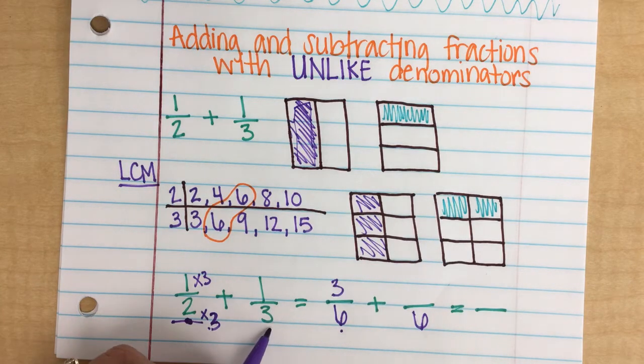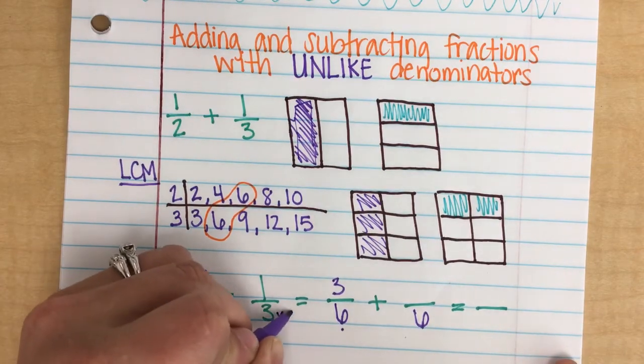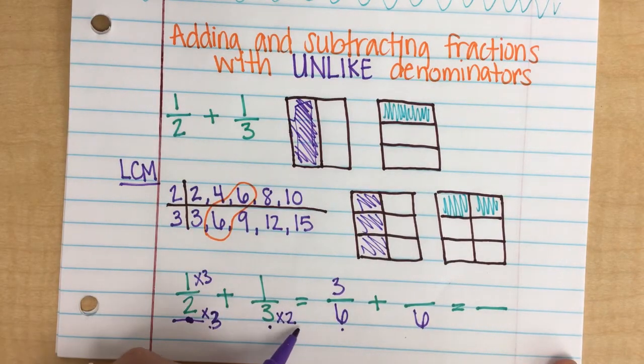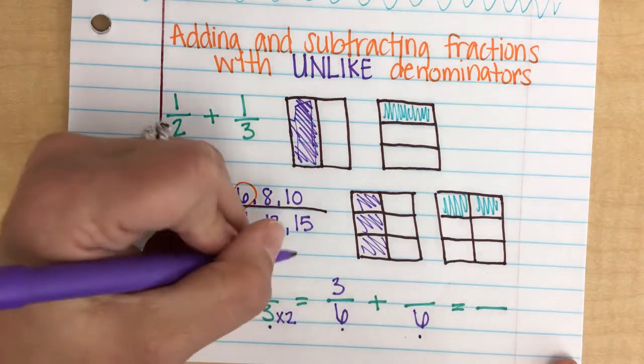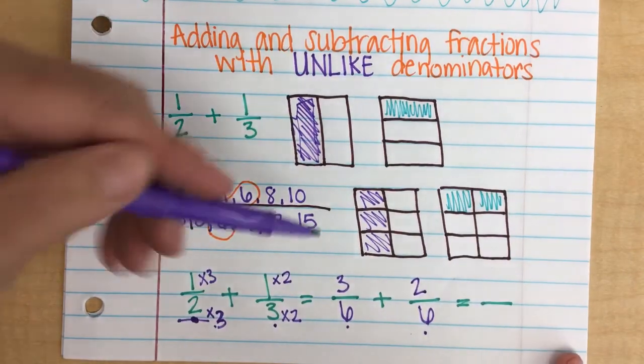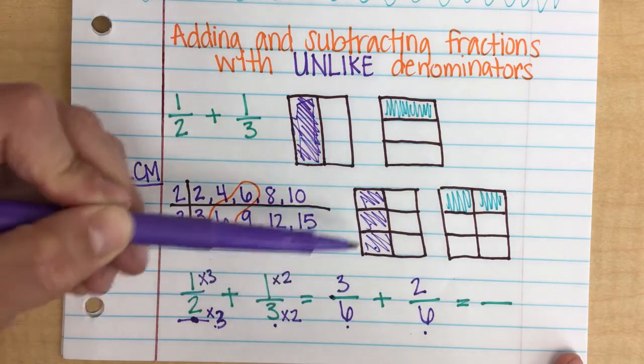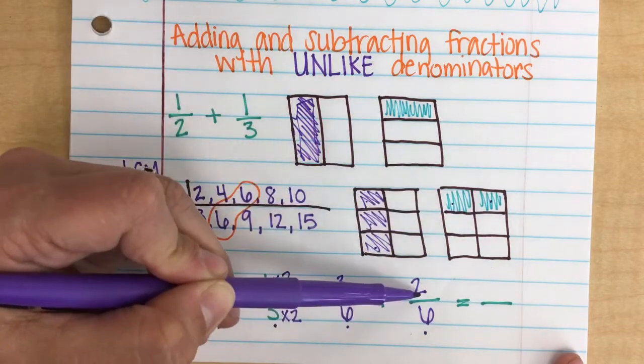All right, so looking at this 1/3, in order to change that 3 to a 6, I can multiply it times 2. So 3 times 2 is 6. But I need to do the same for the top. So 1 times 2 is 2. So I can look at my model just to check. I have 1, 2, 3 out of 6 shaded in, and 1, 2 out of 6 shaded in.